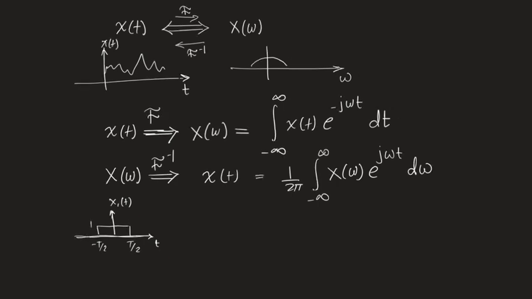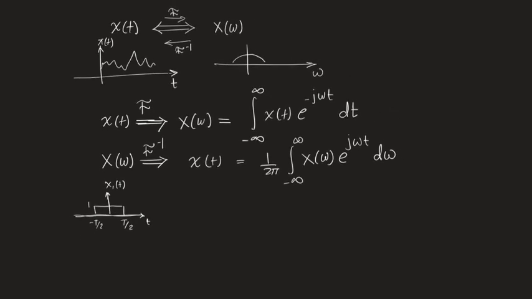The second one is the shifted delta function, or any delta function in general. So as a function of time, we are looking at delta of t minus t naught. Okay, let's call this x2 of t.